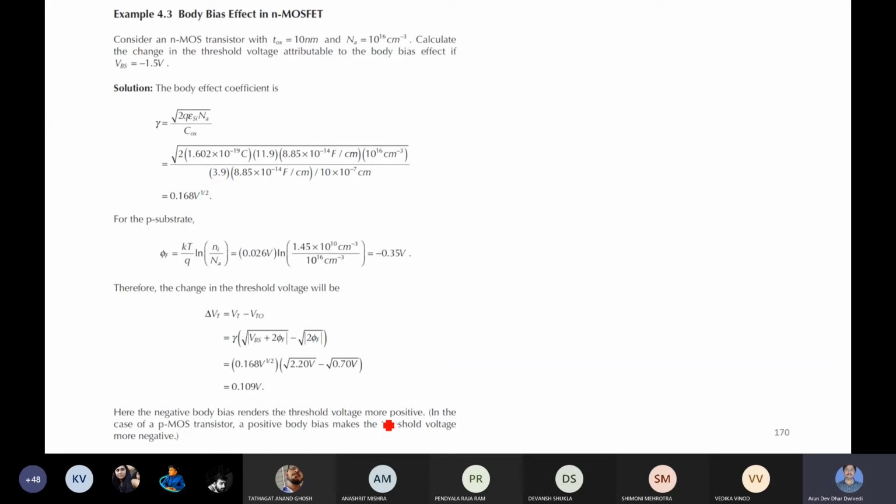This is increasing the threshold voltage. A more positive threshold voltage can be achieved for the NMOS. For PMOS, the body will be given a positive voltage, and then it will increase the threshold voltage on the more negative side, while in the N channel MOSFET the threshold voltage increases on the positive side.